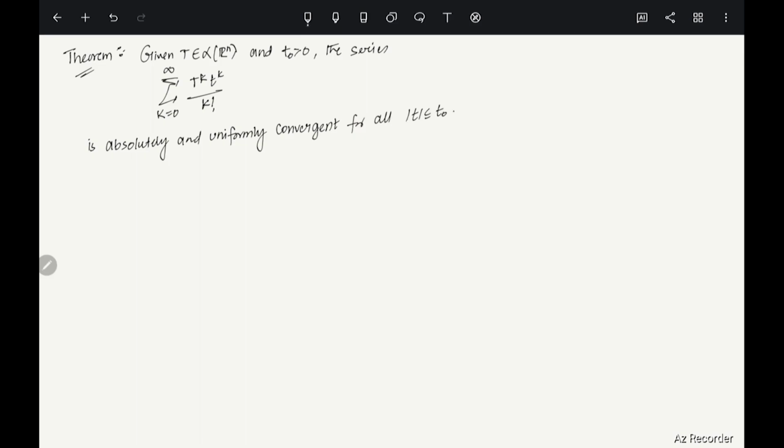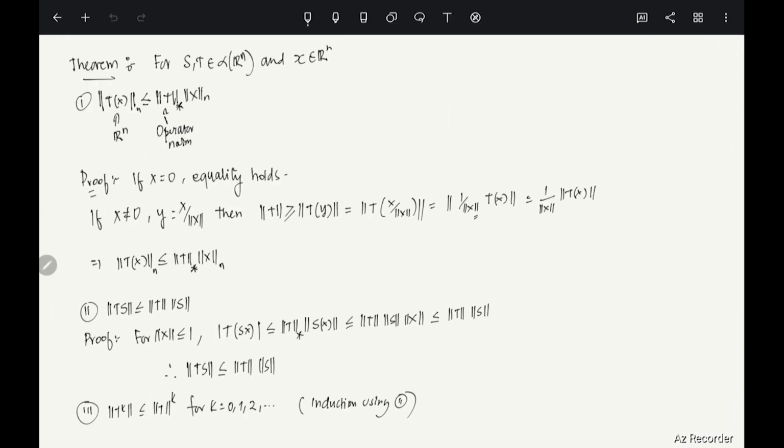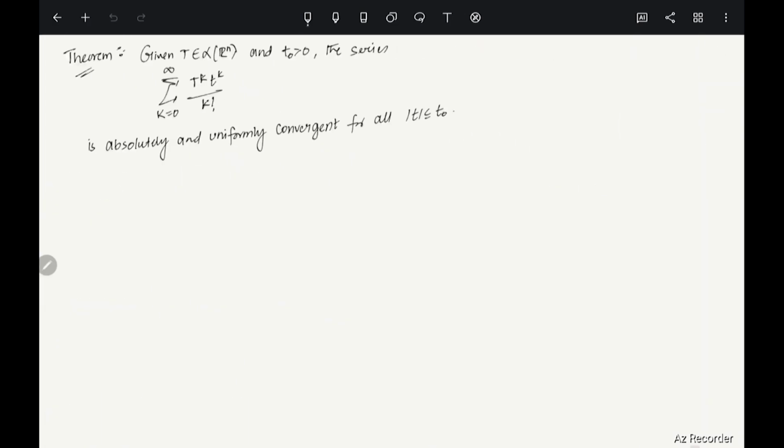So you understood what I am saying. See, for an operator T, we can define T power k, right? This is the composition of T with itself k times. Here also we are using the same idea, and we are defining a new series here.